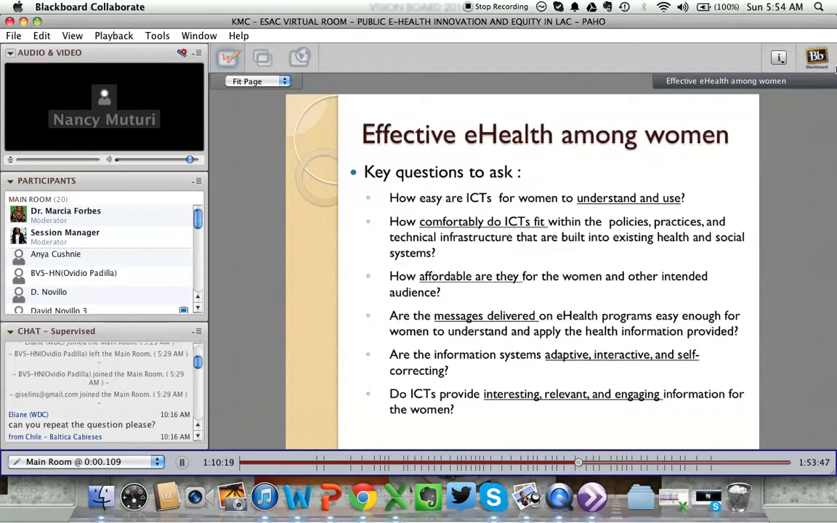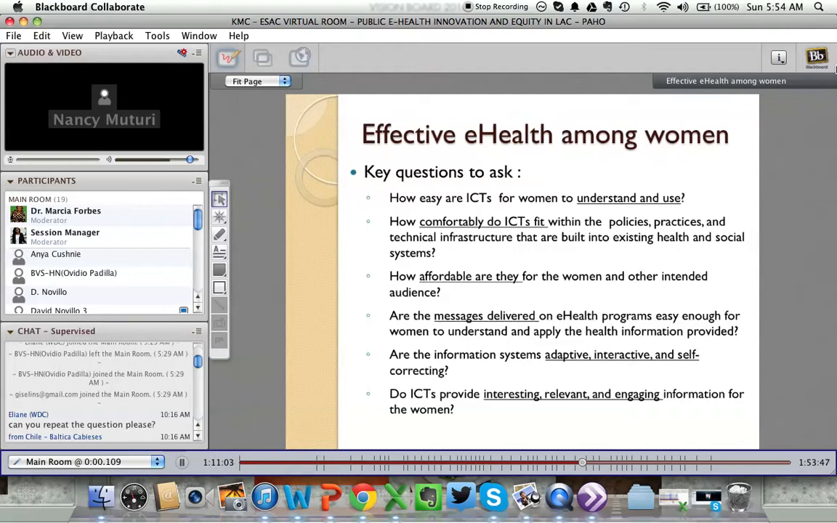Are the messages delivered through health easy enough for them to understand? And again, some of the information disseminated might be too technical. So really making that information easy enough for the women on the other side to be able to really understand it. And that has to do with the language used and also the terminologies used. That has to be easy enough for people to understand. Again, really being able to consider issues of adaptivity, how much they can interact, and also considering whether these devices are self-correcting. If I make an error, can I go back and erase it? Can I change that? Or is that information going to go out the way it is?